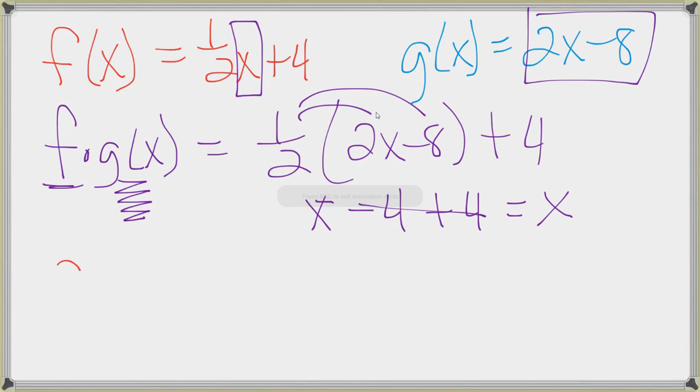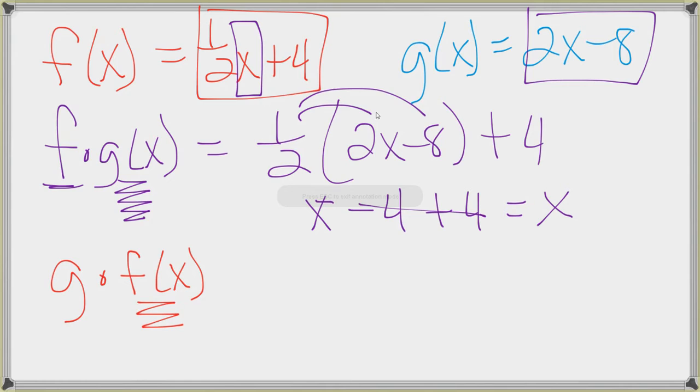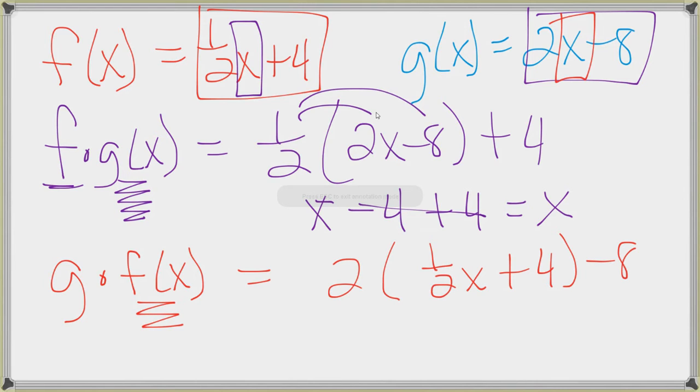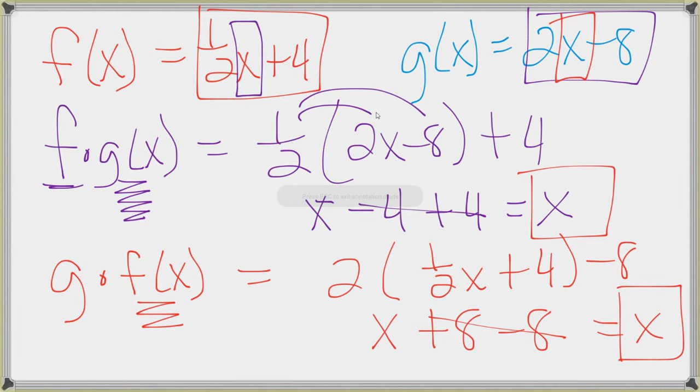Now we're going to do g of f of x. So we're going to go the other way and plug the red function into the blue function. So g of f of x, take f of x, which is the red one, 1/2 x plus 4, plug it into the blue one in place of the x. So we have 2 times 1/2 x plus 4 minus 8. Distribute. 2 times 1/2 x is x. 2 times 4 is 8. What happens to 8 minus 8? They cancel out, and so we're left with x.